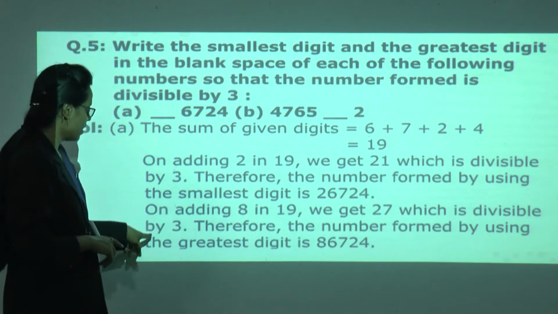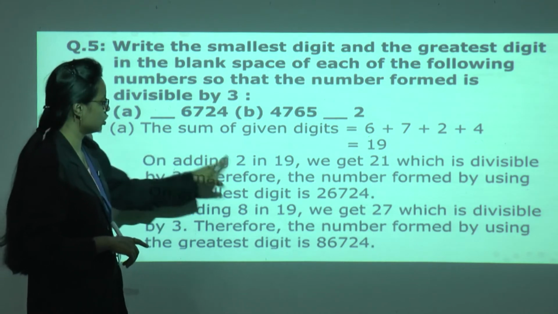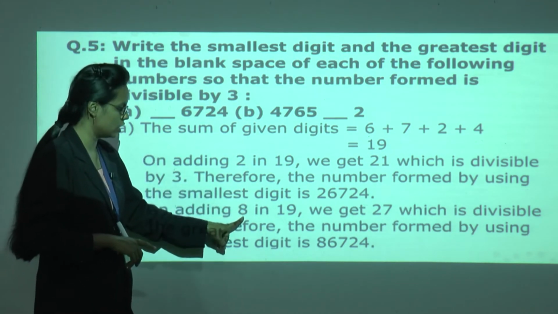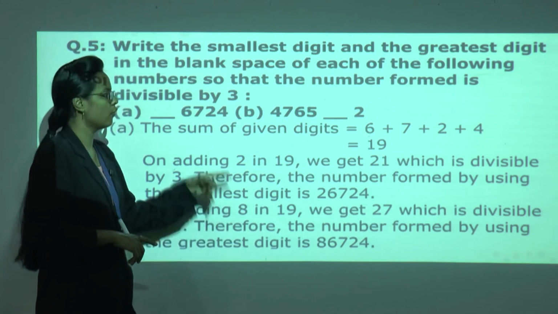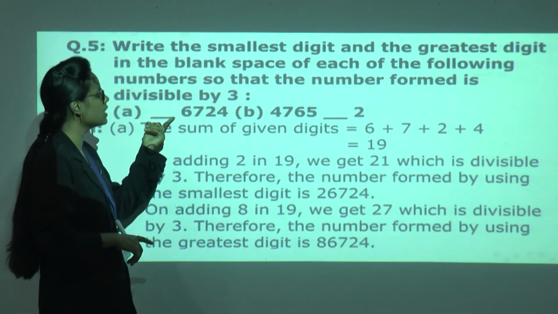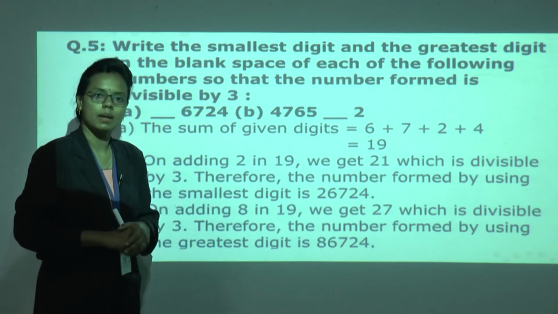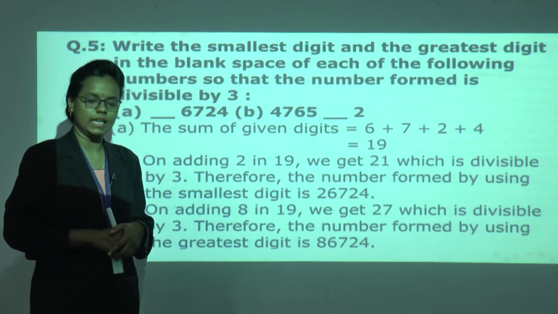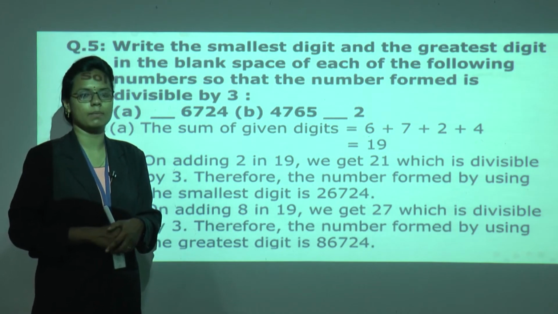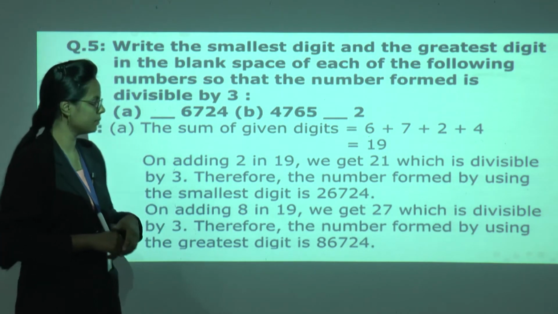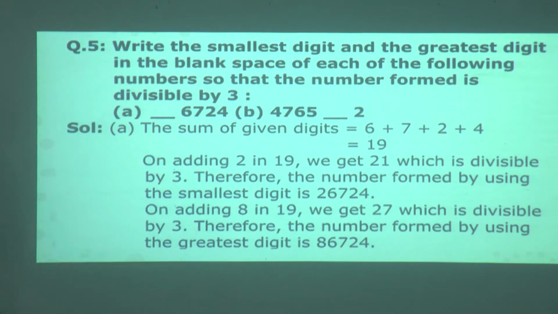So the smallest digit is 2 and the greatest digit is 8. If we place them in this blank space, we get a sum in such a way that the numbers are divisible by 3. Okay, let us see the next one.